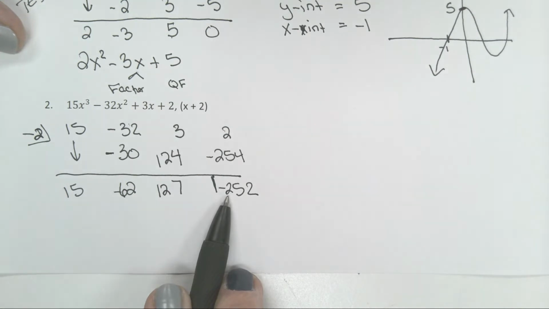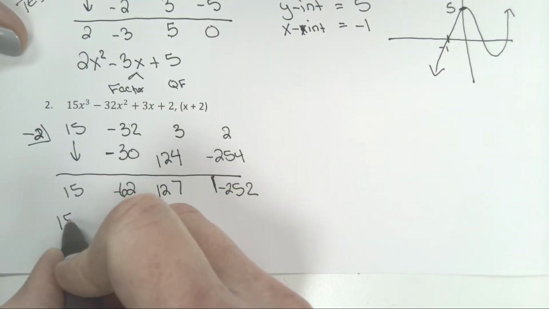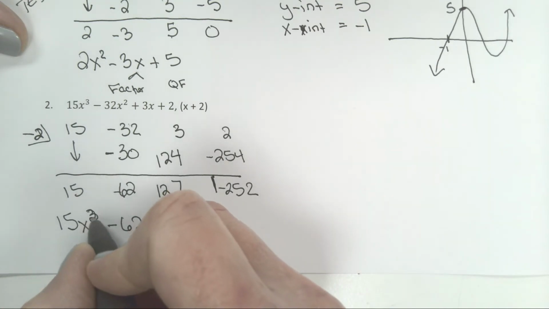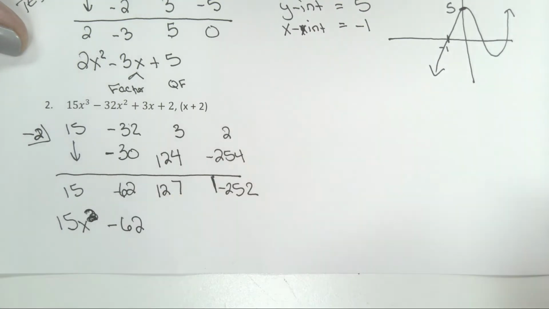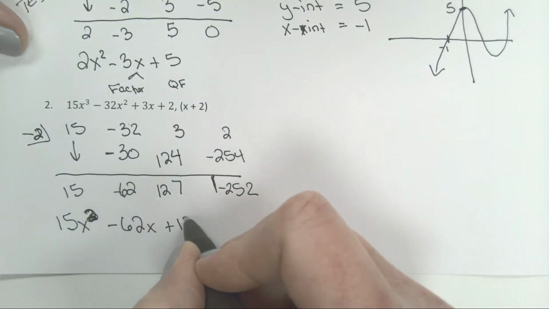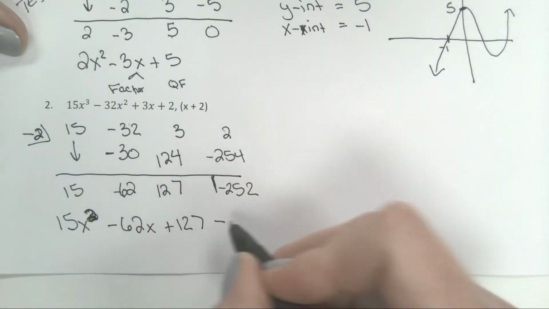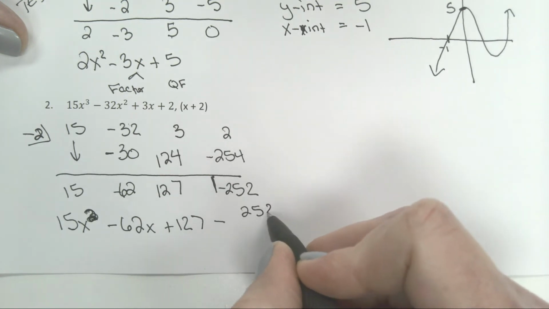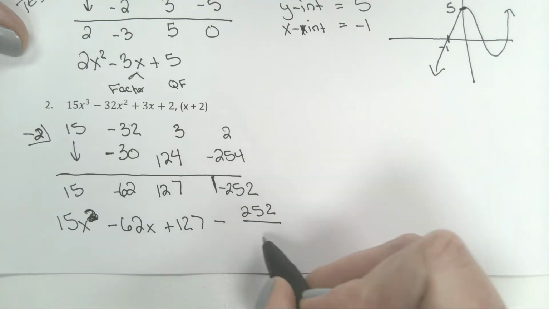I'm going to put my variables back in. So it's 15x to the third minus 62. I am a mess today. That's an x to the second. Minus 62x plus 127 minus, that's a remainder. So that means that I have to write it as a fraction.